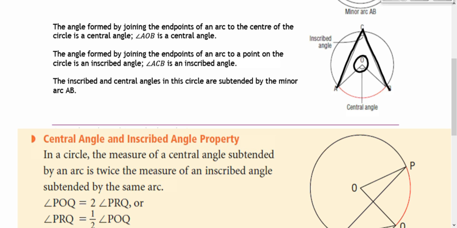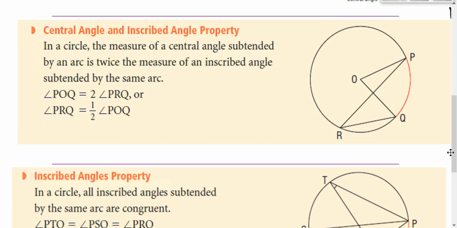So if we have a central angle and an inscribed angle, we know that the measure will be double or half. So if we look at angle R in relation to angle O, this should be half of what angle O is. And similarly, this should be double of what angle O is. That'll make more sense when we start working with it. And it is because they are subtended by this arc. That means they both exist within the same arc.